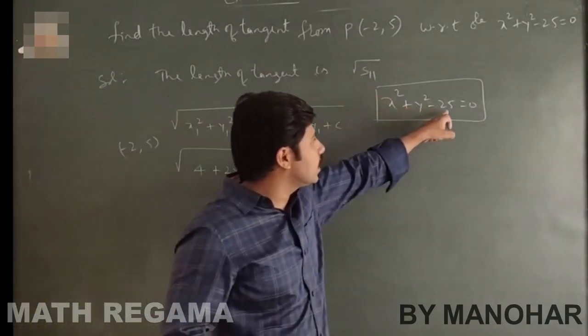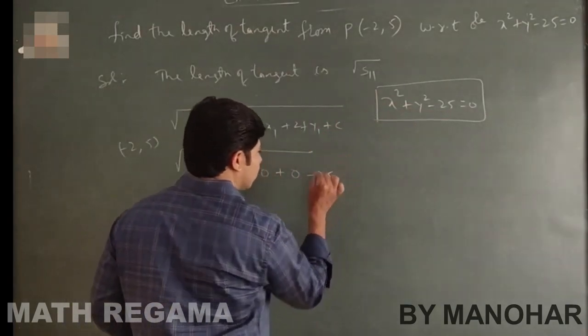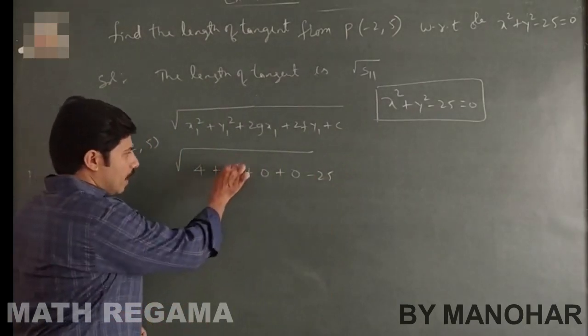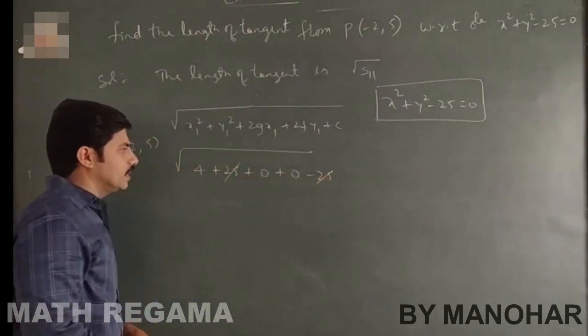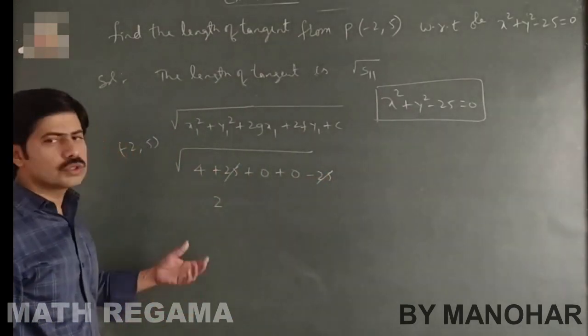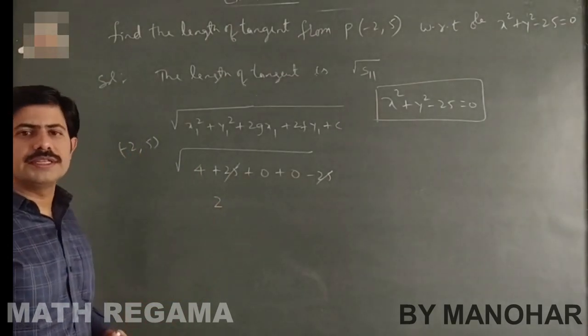Now what is the constant? Minus 25. So substitute that, minus 25. After substituting, plus 25 minus 25 cancels. What is the square root of 4? It is 2. So what is the length of the tangent? 2 units. So this completes the problem.